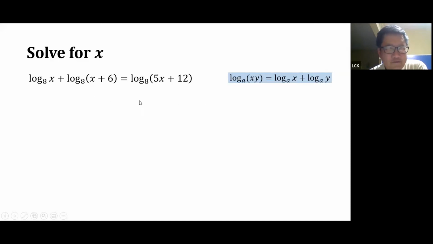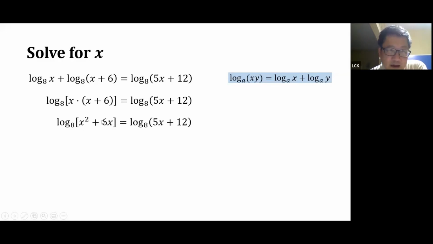Okay. Another question. So solve for x. Again, very similar. The only difference here is the base is 8. That's the only difference. But here you add up two logarithmic expressions, so that ends up to be multiplication, x times x plus 6. Every time you add two logarithmic expressions, it ends up with a multiplication. Of course, the base has to be the same. You will ensure that the base is the same.